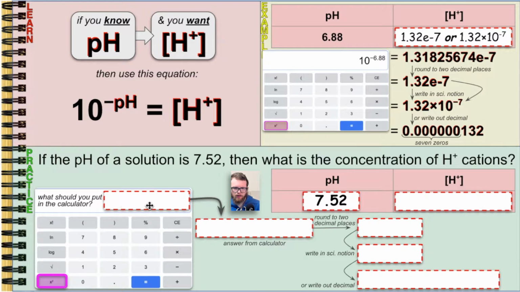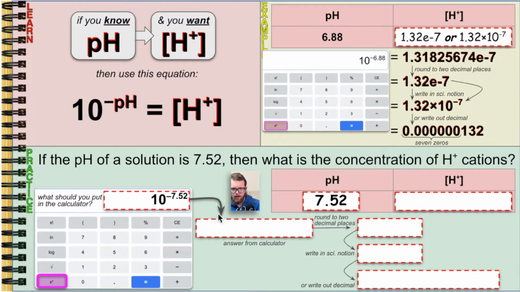And what should we put in the calculator? Well, we should put in 10, and then we want to do the to the. If we want a calculator, we can click here and get a calculator. But in our slides, we want to make this superscript, so we'll hold down Control or Command and hit period, and then we can write in negative 7.52, because it is 10 to the negative pH.